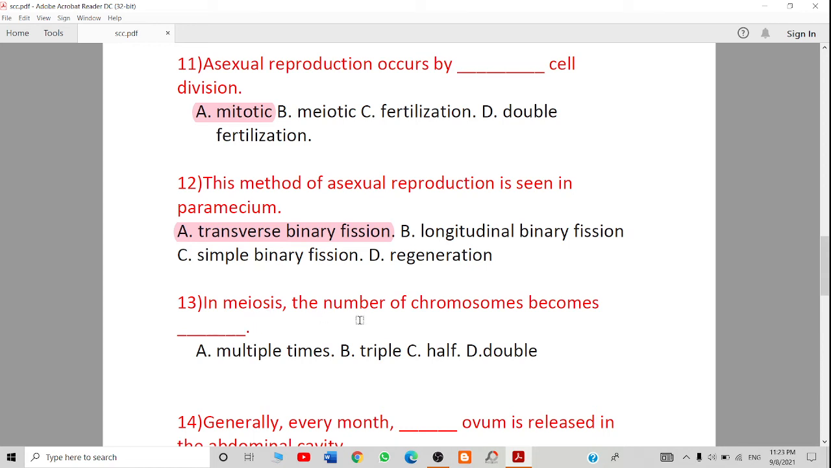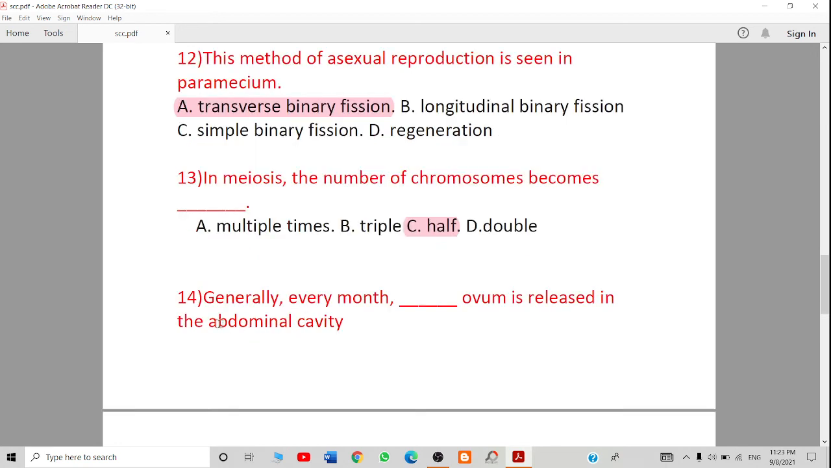Then the 13th: in meiosis, the number of chromosomes becomes what, and the cells are diploid or haploid? Please comment your answers and I can give you a reply on whether they are correct or not. In meiosis, the number of chromosomes becomes multiple times, triple, half or double. The answer is half. In the meiosis process, the number of chromosomes becomes half because haploid cells are produced in meiosis. That's why two haploid cells are produced.